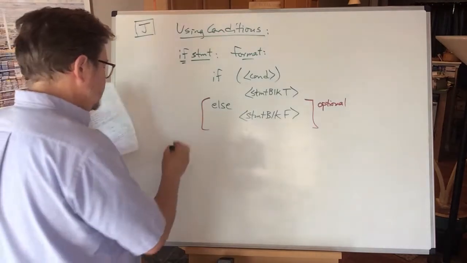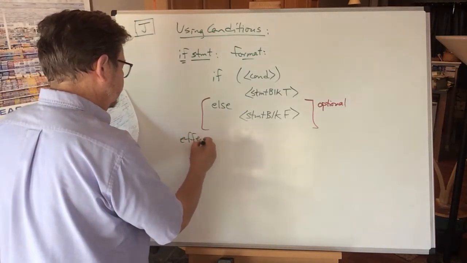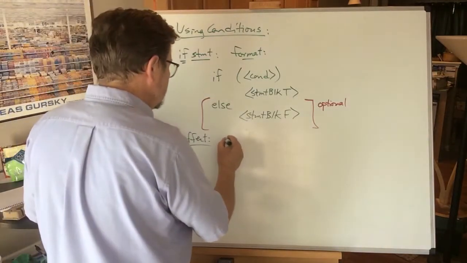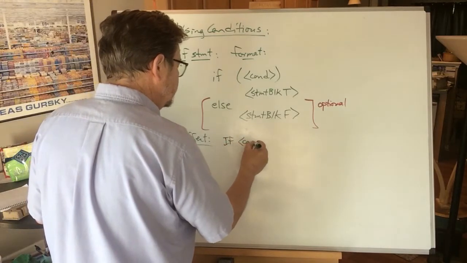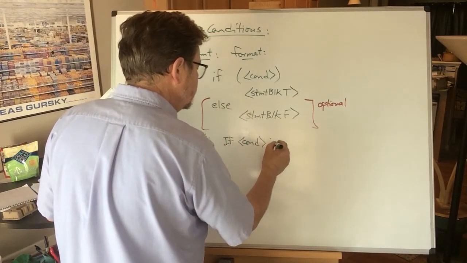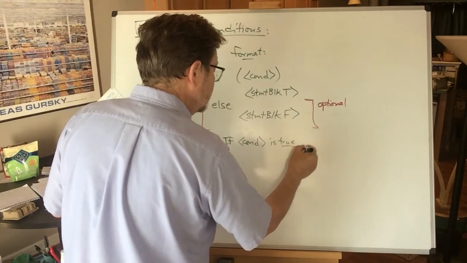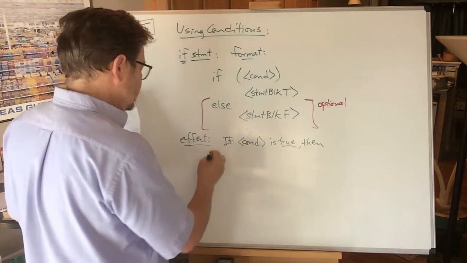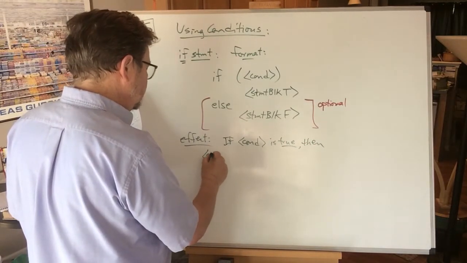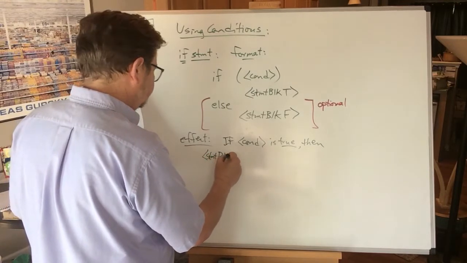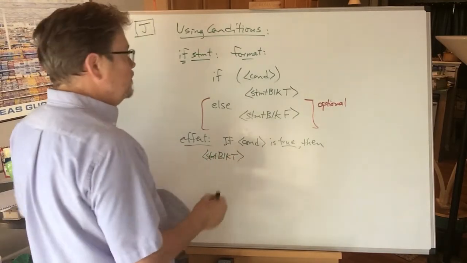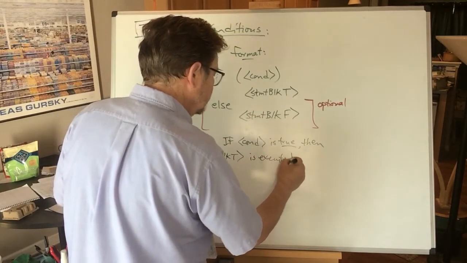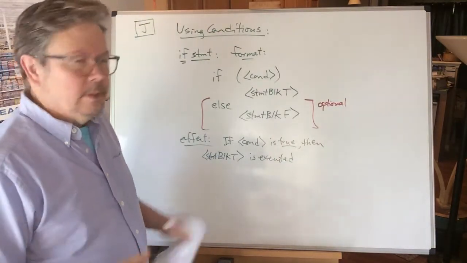What's the effect of this? The effect is, if the condition, the one that's inside the parentheses, is true, then statement block T is executed. Well, it could be simpler: STMTBLK. You know what I'm trying to write. Statement block true is executed. By whom? Well, by the CPU. I mean, this is as the program's running.